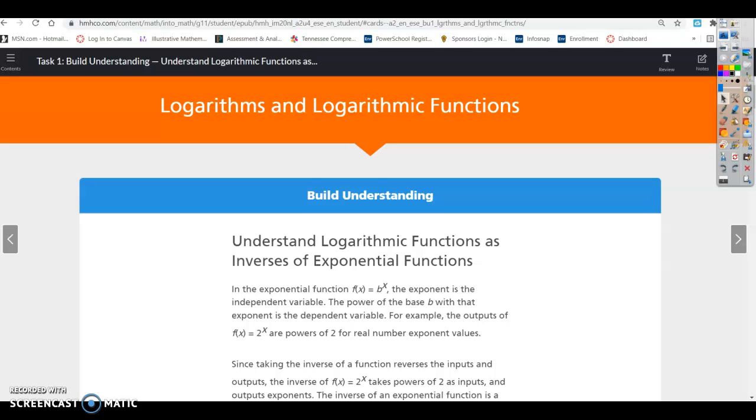Hey guys, today we're going to look at lesson 9.1, logarithms and logarithmic functions. And we're going to start with task 1.